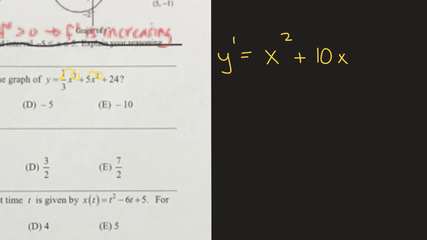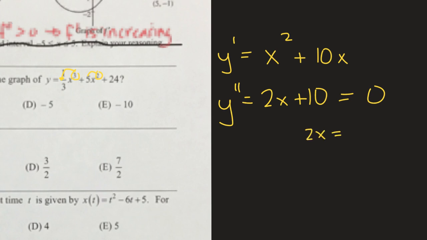There's our first derivative, and then our second derivative, 2x plus 10. And we want to know when is that equal to 0. When is our second derivative equal to 0? So we just solve that for x.